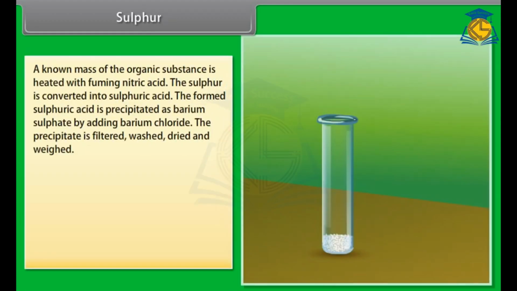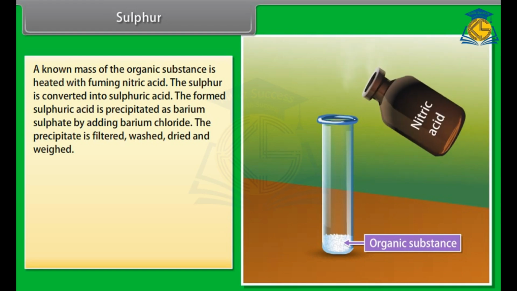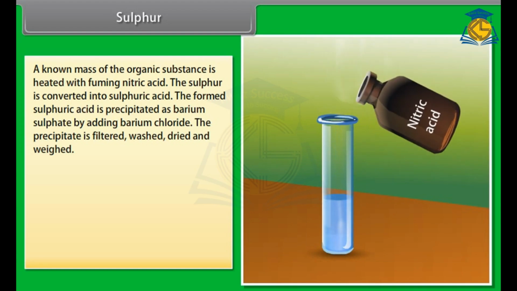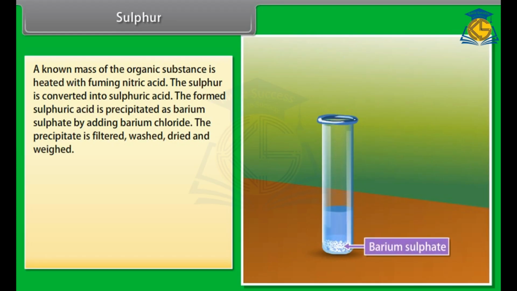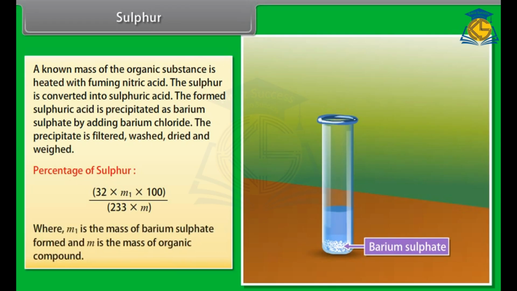Sulfur. A known mass of the organic substance is heated with fuming nitric acid. The sulfur is converted into sulfuric acid. The formed sulfuric acid is precipitated as barium sulfate by adding barium chloride. The precipitate is filtered, washed, dried and weighed. Percentage of sulfur = 32 × M1 × 100 / 233 × M, where M1 is the mass of barium sulfate formed and M is the mass of organic compound.